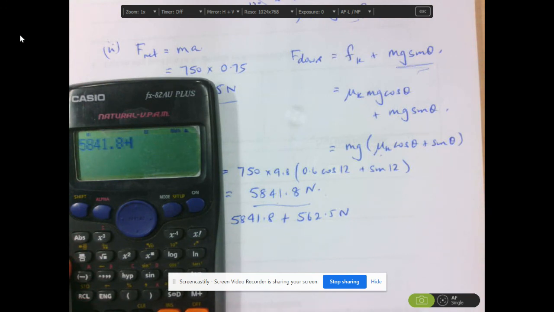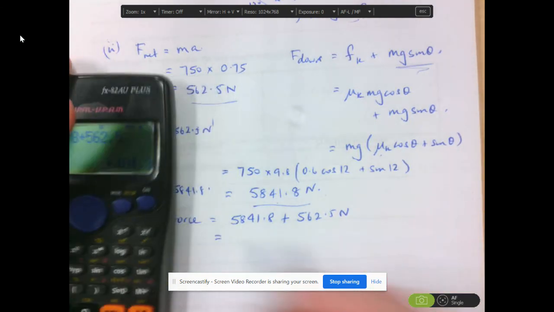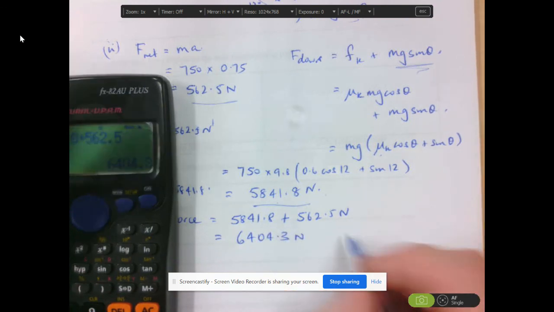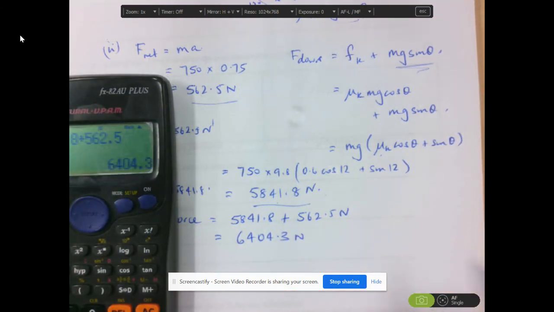So adding those two together, 5841.8 plus 562.5, we get 6,404.3 newtons driving force from the engine. Okay, I hope that helps.